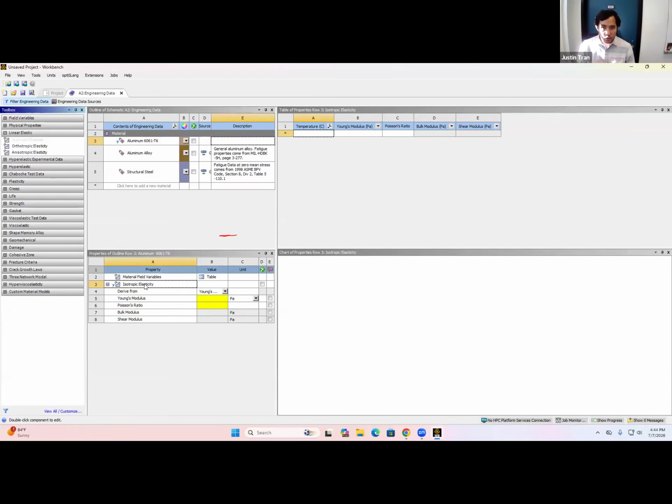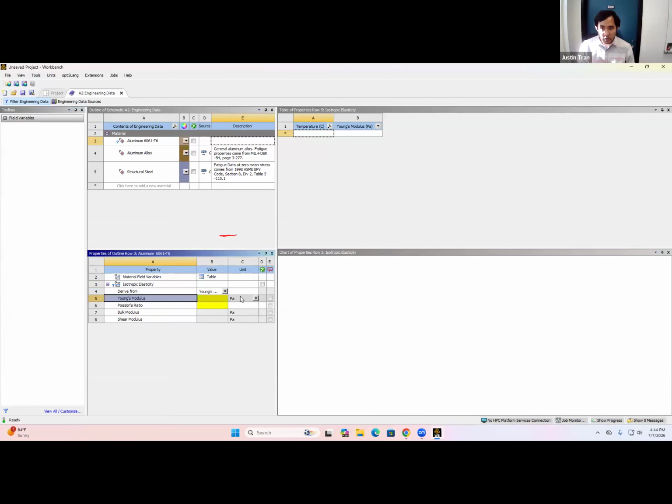So we go into Workbench here. We look at the Young's modulus. By default, the Young's modulus is being defined in Pascal, which is the SI unit for Young's modulus. But we're not giving it that. We're giving it our Young's modulus in terms of psi. So let's make sure that we switch the units to psi here. And then now let's input the Young's modulus, which is 1E7, which is 1 times 10 to the 7th.